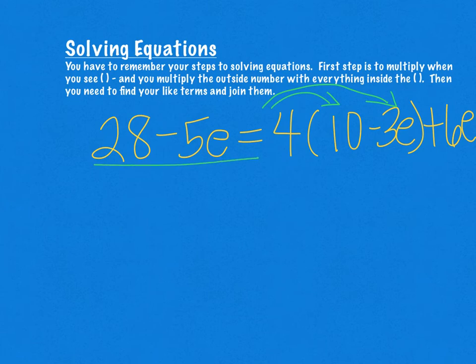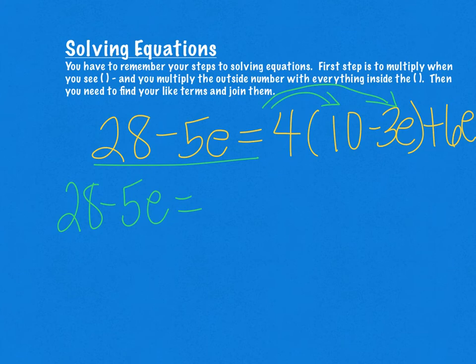I can't combine or join any like terms there because 28 is just a number, and the 5e, there's no other e's for me to join that with. So my left side of the equation is going to stay the same. So 28 minus 5e equals. Now here on the right side, I was able to multiply.